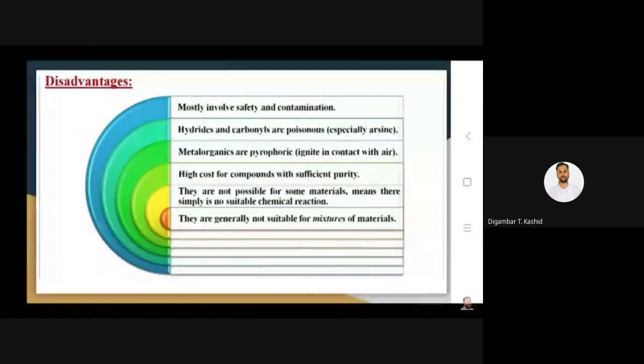Then next, the hydrides and carbonyls are poisonous. Then next, the metal organics are pyrophoric, they ignite in contact with air. Then there is high cost for compounds with sufficient purity. Then they are not possible for some materials, meaning there is simply no suitable chemical reaction, and they are generally not suitable for a mixture of materials. So these are some disadvantages.